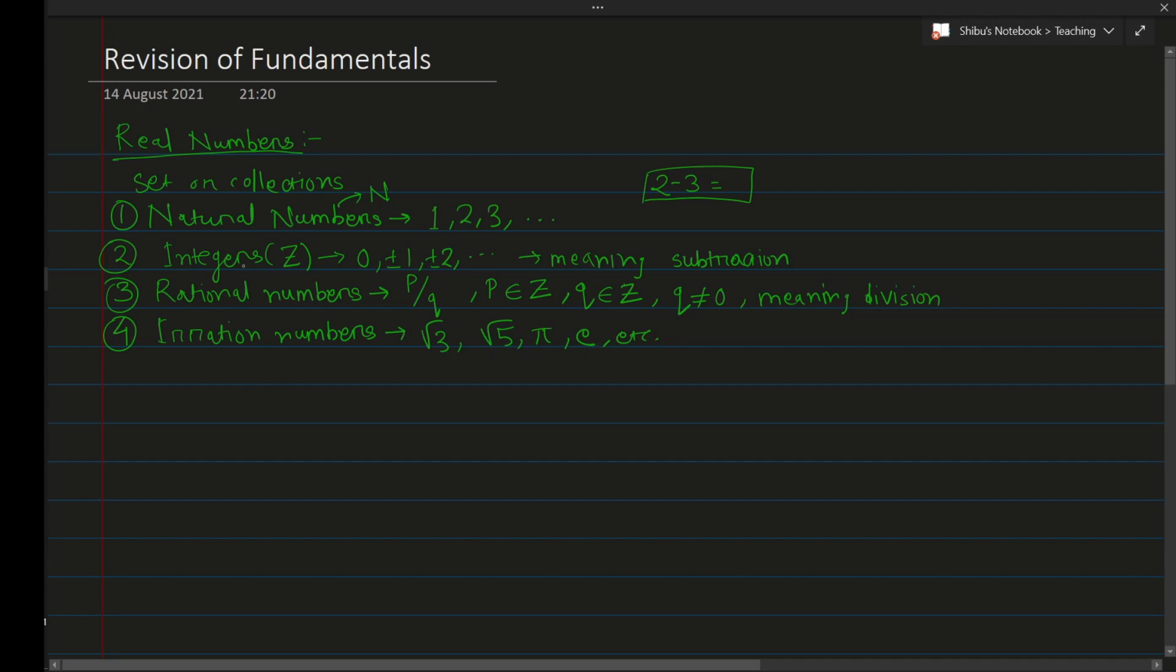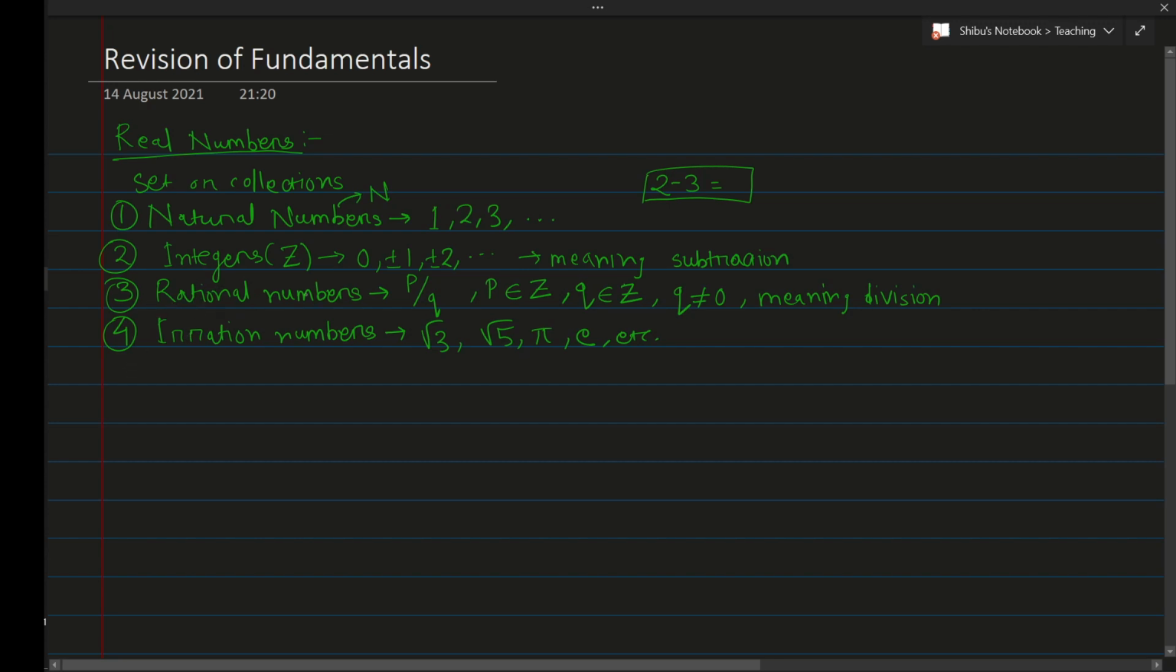Now one interesting thing to see here is that the natural numbers are a subset of the integer set. That means all the elements of the natural number collection are contained inside the collection of integers. And similarly, integers are a subset of rational numbers, but rational numbers and irrational numbers do not have anything in common.